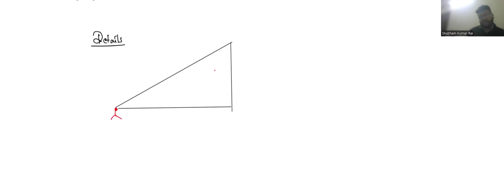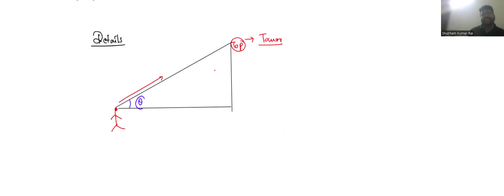Let's suppose I'm having a line like this, and here is a road. Now let us name it: one boy is standing over here and he wants to see the top of the building. Here you can see the top of the building where the tower is present, right? So his eyesight goes upward like this, and here we are making an angle, let's suppose theta.